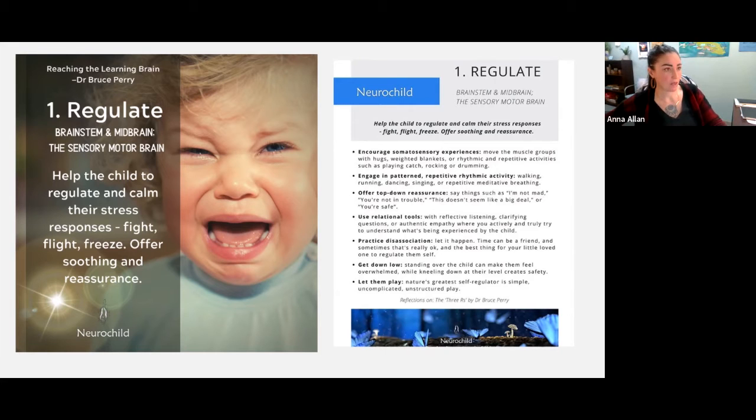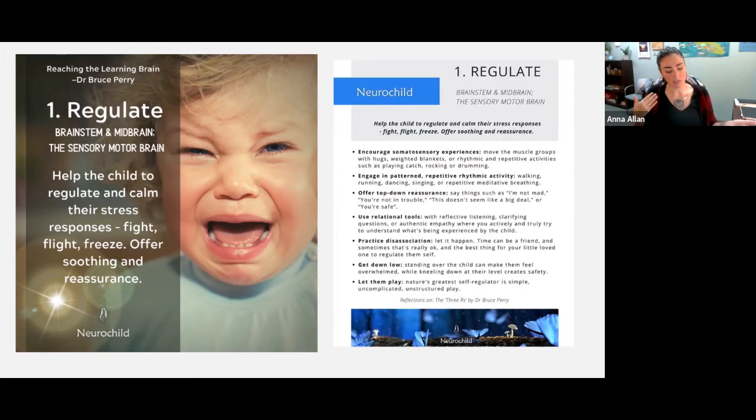The way that this is set up is kind of more developmentally appropriate to a child, but you can amend it or tweak it to a youth, right? So first of the 3 R's is regulate. So we're looking at regulating our brainstem first, but also regulating the midbrain, right? So we're looking at that sensory survival part of the brain.